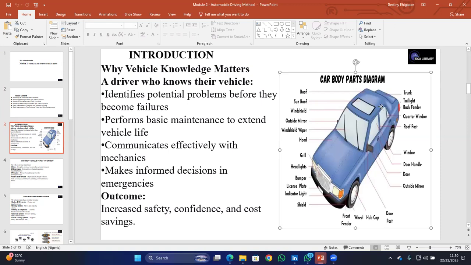As you can see in this car, you can see the various body parts. It is essential that a driver knows this before setting out for the day. As you can see, you have the roof. This is the roof of the car. This is the trunk. This is the tailgate. This is the back fender. Now, this is a roof post. This is a window. This is a sun roof. This is a windshield. This is an outside mirror. This is a windshield wiper. This is a hood, grille, and all of that. These are various car body parts, right?